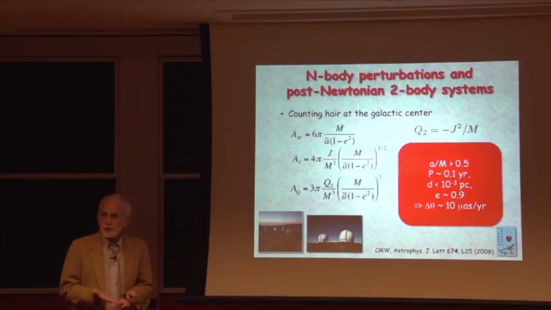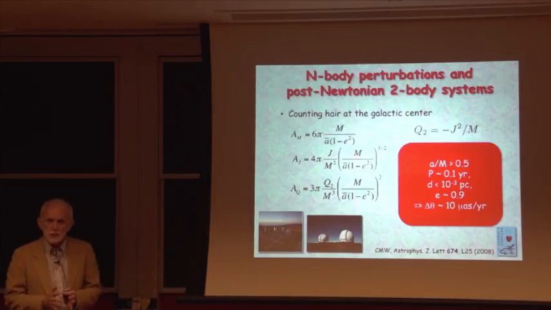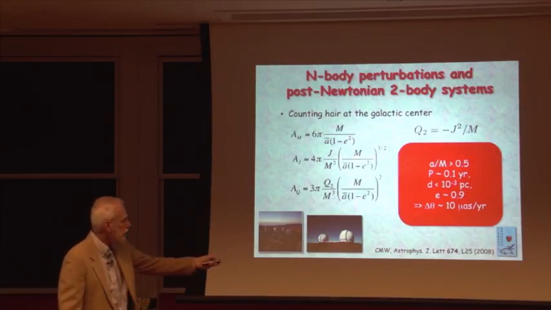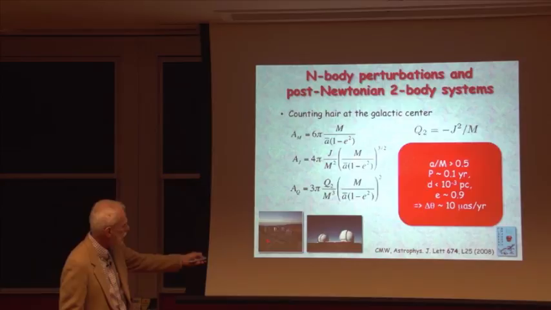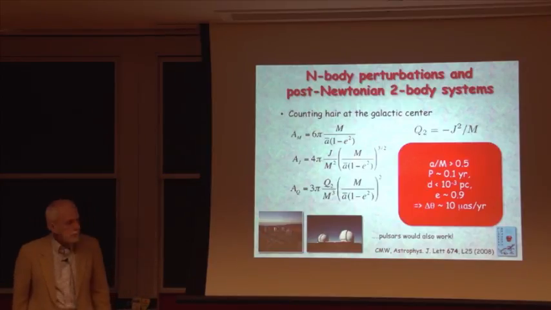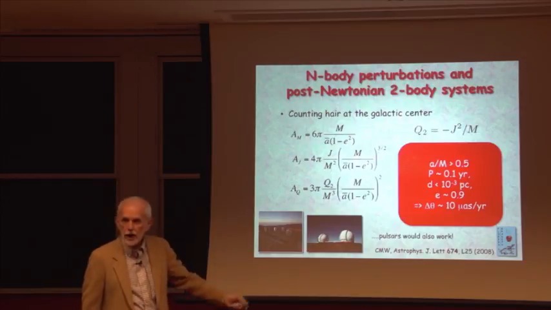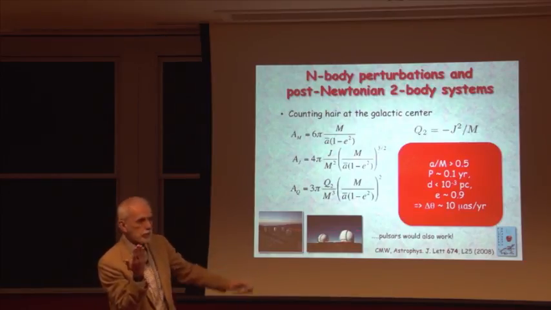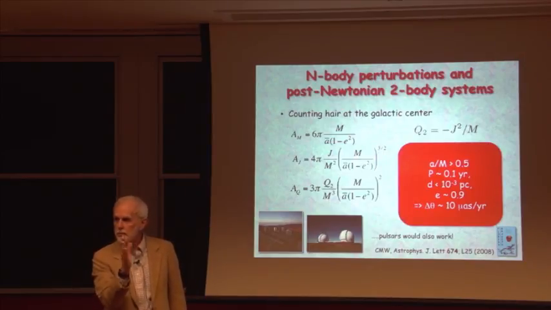Of course, you have to discover stars orbiting 10 times closer to the black hole than the current S stars. That will require extra sensitivity, but that's also the kind of goal that they hope to achieve with these upgrades. And by the way, pulsars would also do the trick. I don't care how you measure the orbital precessions, whether it's by astrometry of stars or by Doppler shifts of pulsars. If you find a millisecond pulsar orbiting that close to the black hole, that would also work.